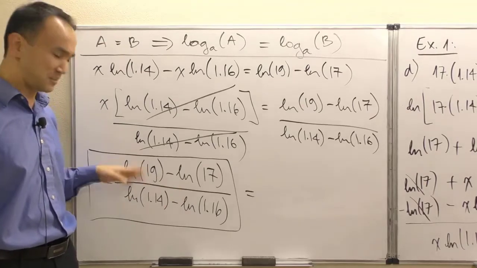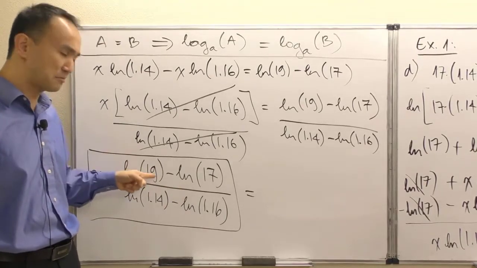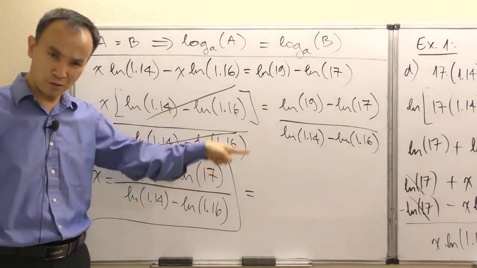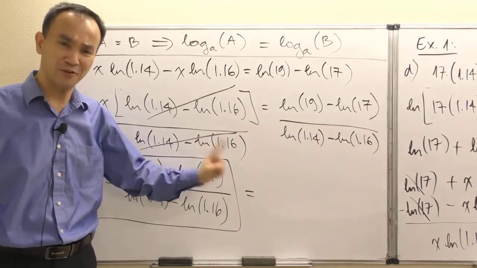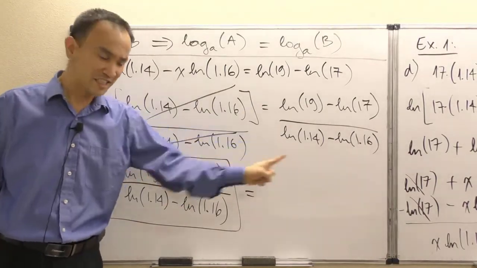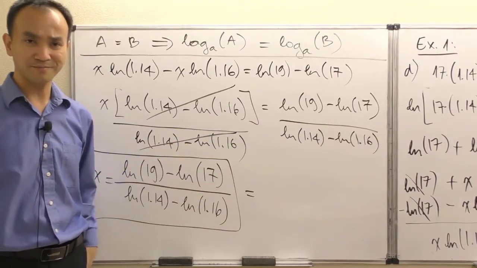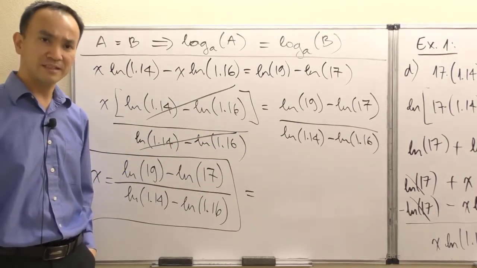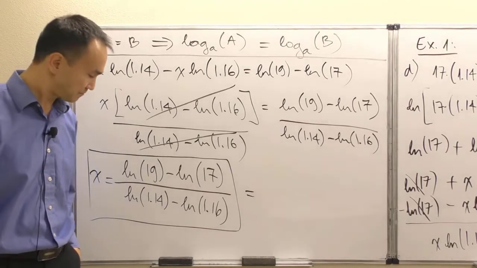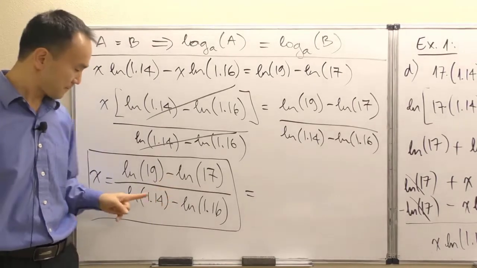Natural log of 19, maybe in parentheses, natural log of 19 minus natural log of 17, close parentheses, slash sign for division, and then parentheses and all that mess here. It works. It will work. Okay, but it takes a lot of time. It will take a lot of time. So let's do some prepping.